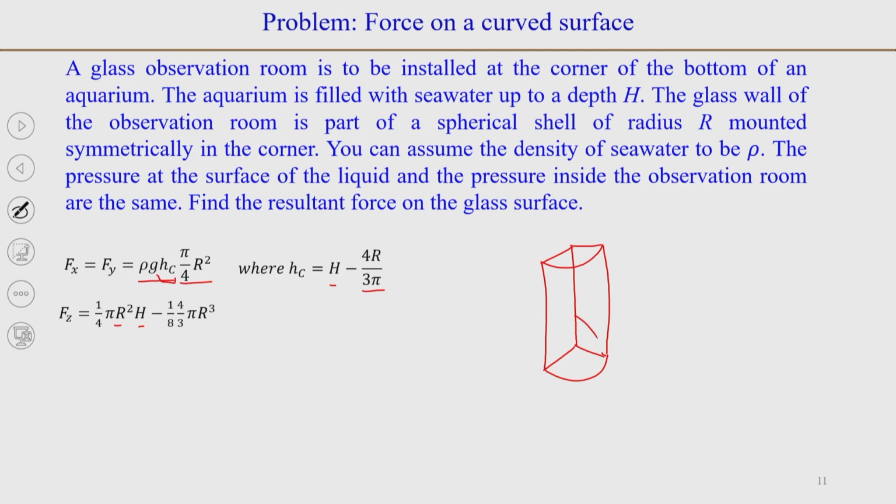we will have to subtract the volume of this sphere. The sphere volume is 4 by 3 π r cubed, and it is only 1/8 of the sphere. So, 1 by 8 of 4/3 π r cubed. When we multiply it with ρg, that will give us F_z. Okay. So, we have obtained the 3 components, and that is what has been asked.